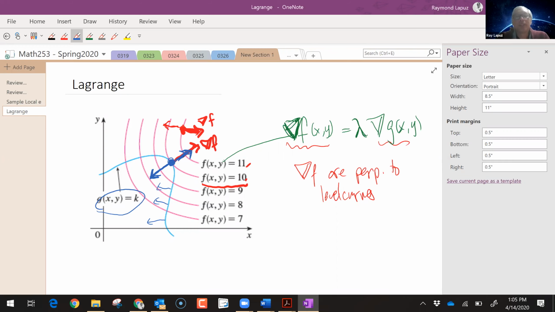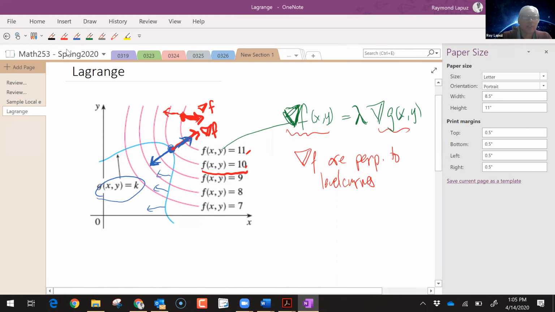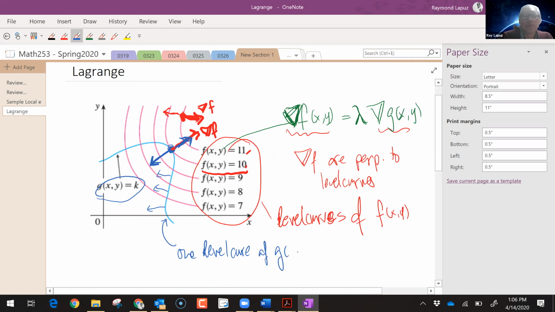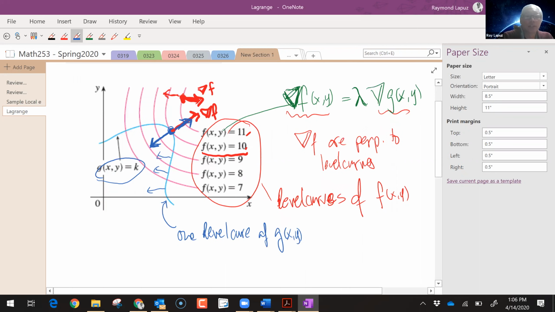So Lagrange multipliers, if you look at the level curves, these are the level curves of the function f. And then this is actually one level curve of g, but it's actually the constraint, also constraint.